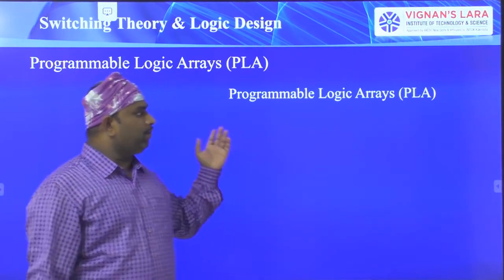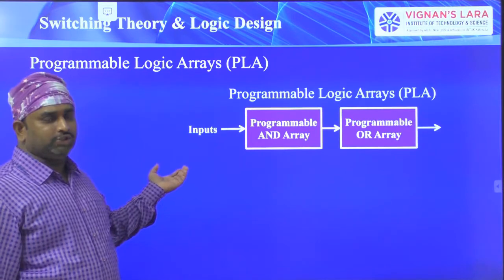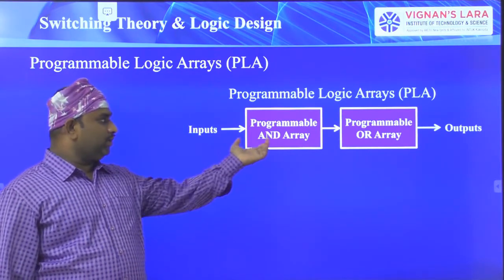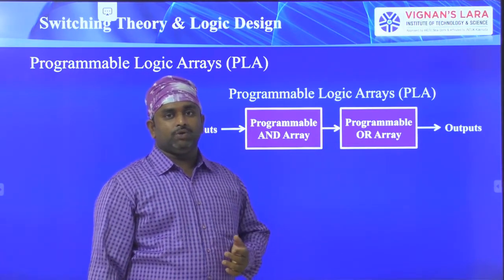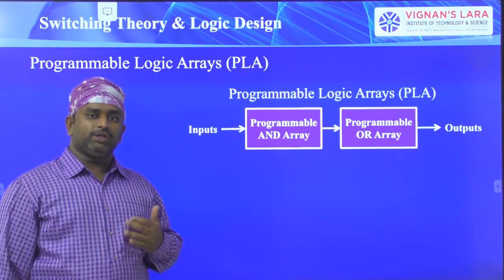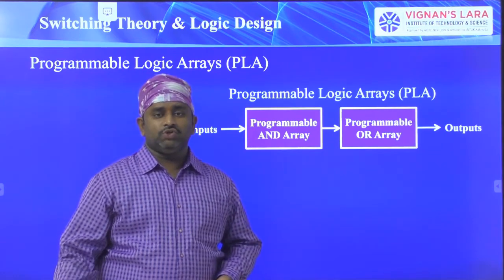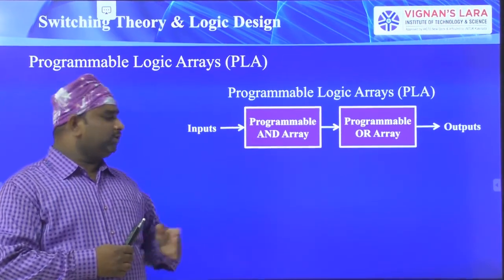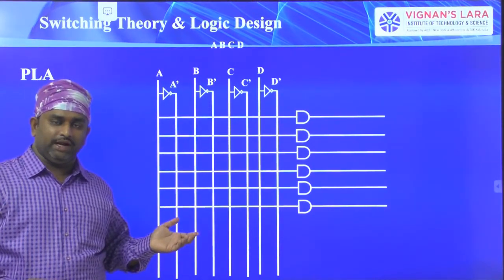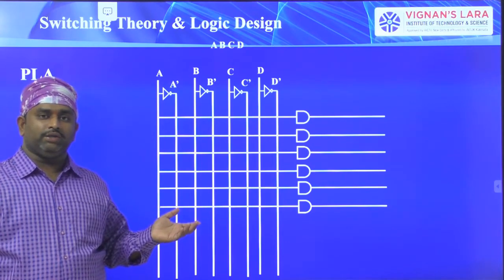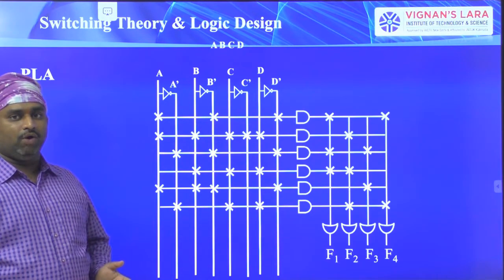Now coming to the programmable logic array. Here the programmable logic array has the inputs going to the programmable AND array, and then we have the programmable OR array. So both AND gates and OR gates are programmable here. If you want to decide how many inputs you require for the AND gates and how many OR gates you require, based on your requirement you can connect. That is, here we have a free hand with all the gates.